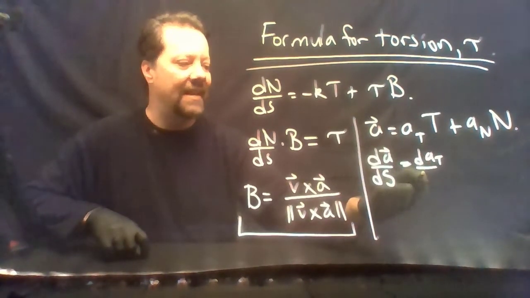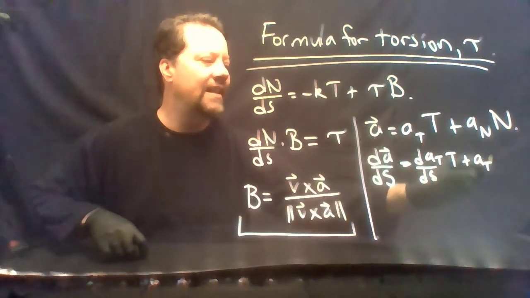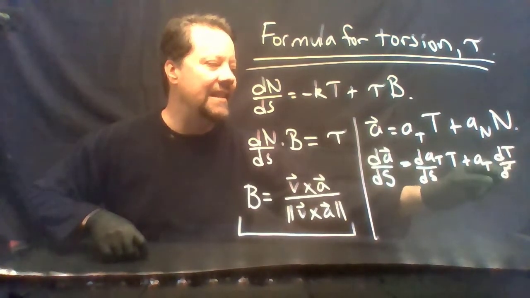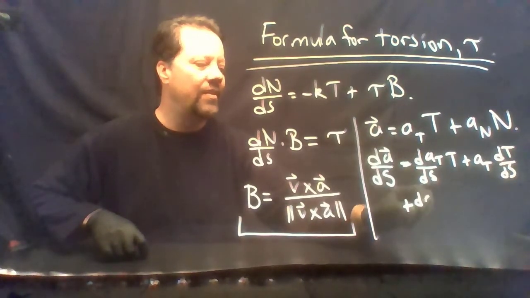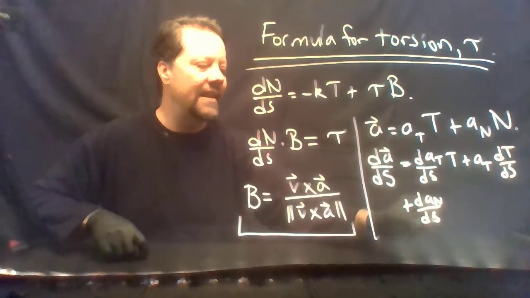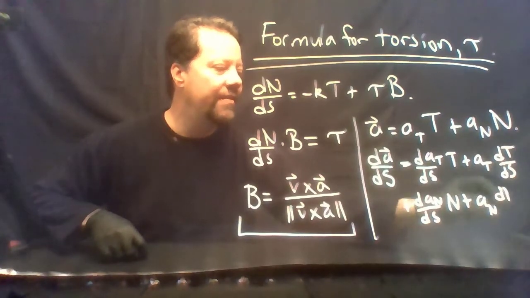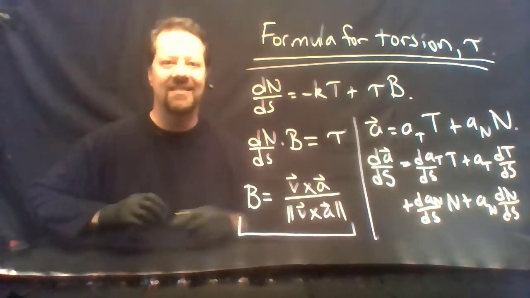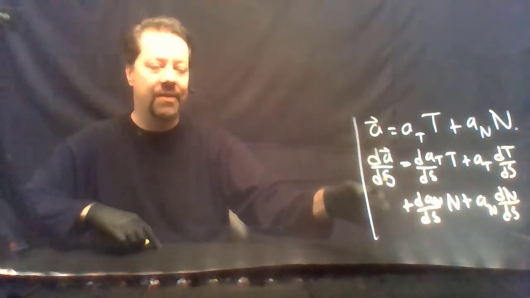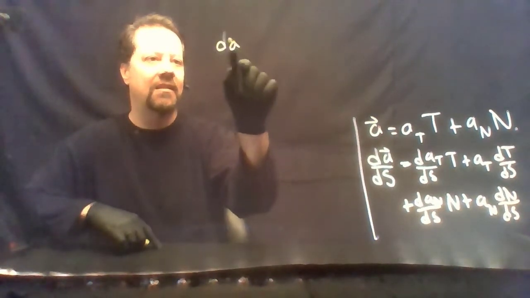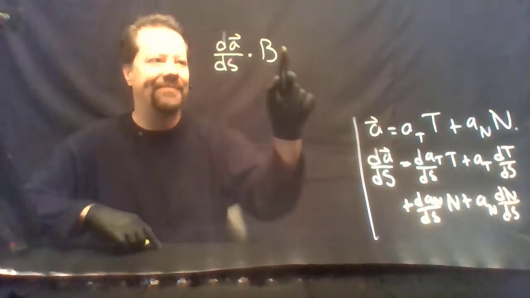The derivative of the tangential component with respect to arc length times T, plus a_T times dT/ds, which we know is the curvature times the normal vector, plus the derivative of a_N with respect to s times N, plus a_N times the derivative of N with respect to s. What happens if we dot the rate of change of acceleration with respect to arc length with the binormal B?